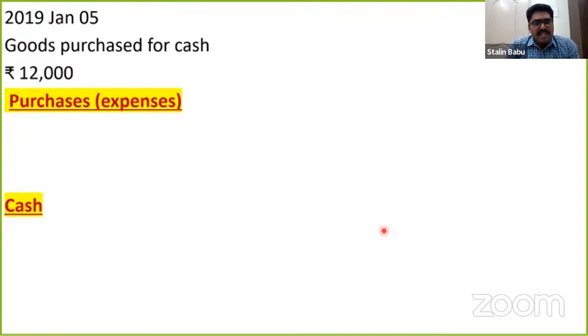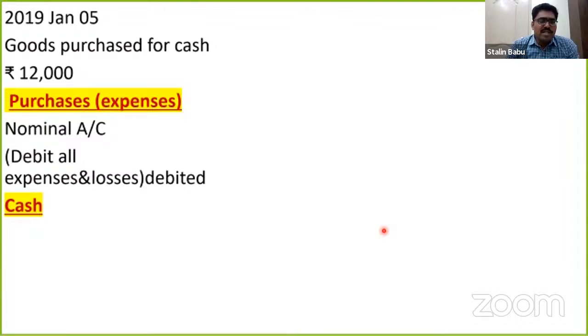So it comes under which account? Personal account, real account, or nominal account? Yes, it belongs to nominal account. What is the principle of nominal account? Debit all expenses and losses, credit all incomes and gains. Here, purchase is an expenditure, so this account should be debited according to the principle.